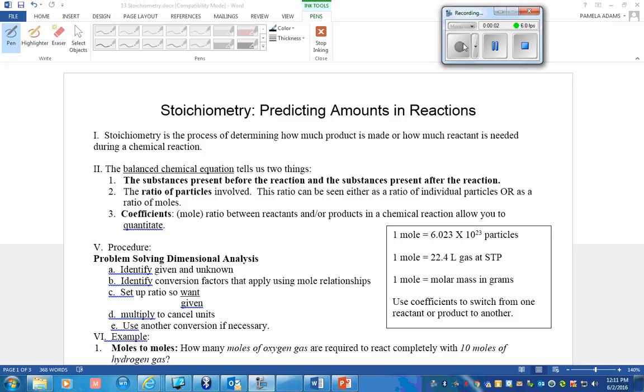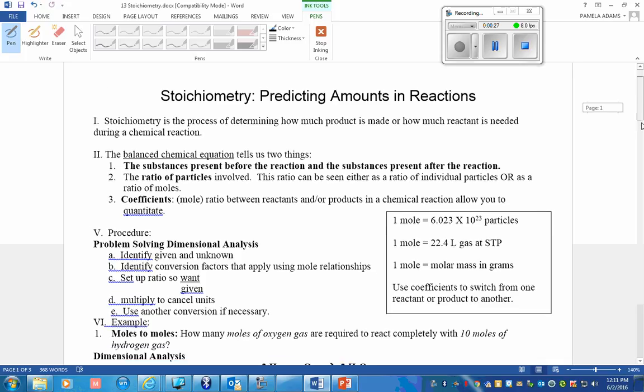Here's a review of stoichiometry. We use stoichiometry to predict the amount of reactants that are needed and the amount of products that are made, and we start with a balanced equation. So the balanced equation helps us to make associations jumping between one part of the reaction and the other.